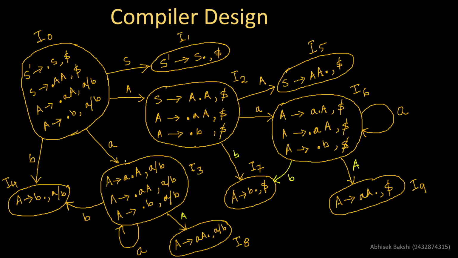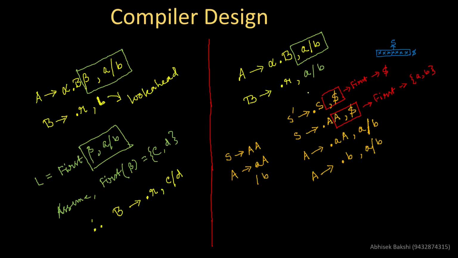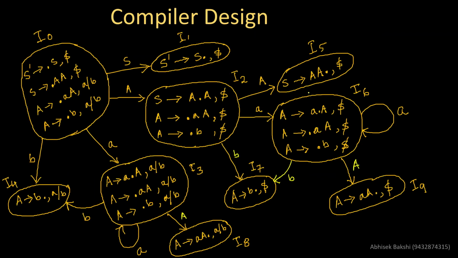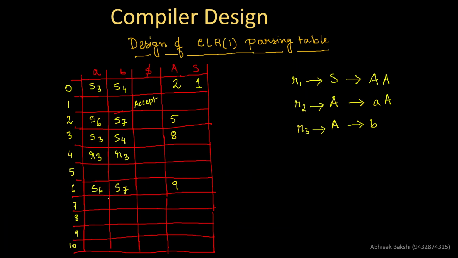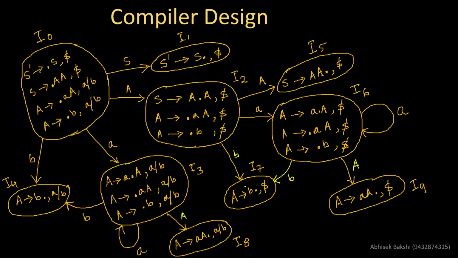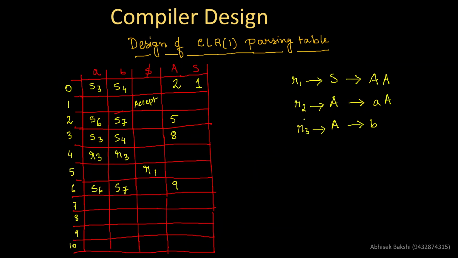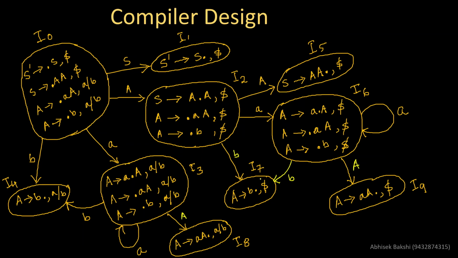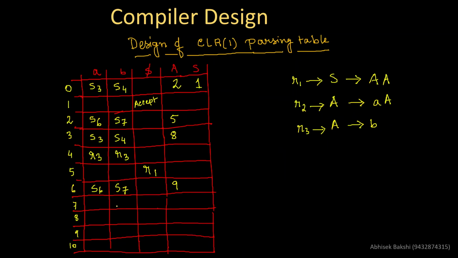Similarly, if I go for 5, what is I5? I5 is this one, S to AA. What is the rule number? That is rule number 1. Where will I put this rule number 1? I will put rule number 1 under the dollar only. So let's put it under dollar, that means here. Now, what is I7? I7 is again a final item, A to b. Now this is again R3. But for this case, I'll put R3 under the dollar symbol. So that means I will put R3 over here.